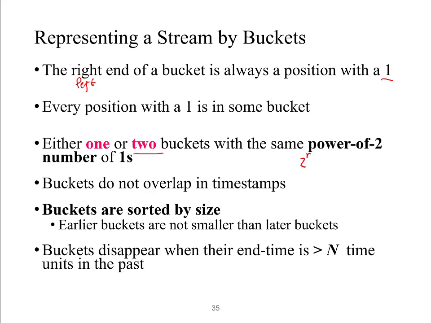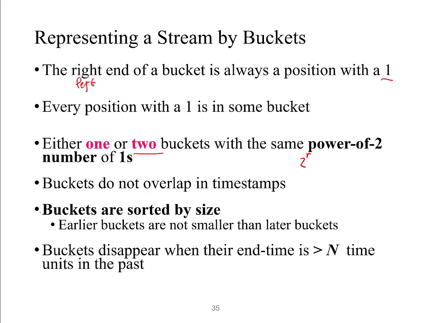Well, actually "here" is not very accurate. We will explain it later after we finish all the rules here. So buckets do not overlap in time steps. You can see each and every bucket is separated from the others. And buckets are sorted by size, so earlier buckets are not smaller than later buckets. Earlier buckets are those on the left, and the later buckets, since the new buckets in our figures appear on the right, are on the right.